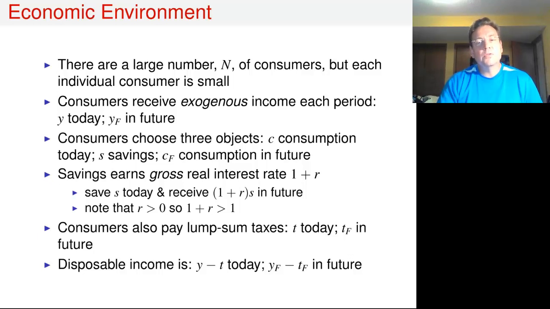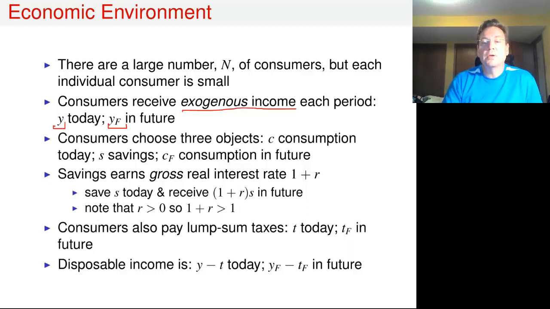Right now, we're going to assume that income is exogenous. So households are not going to be making a decision about how much to work at this point. So households just get income of Y today and YF in the future. And then consumers are going to optimally choose three objects. They're going to choose current consumption, savings, and future consumption.